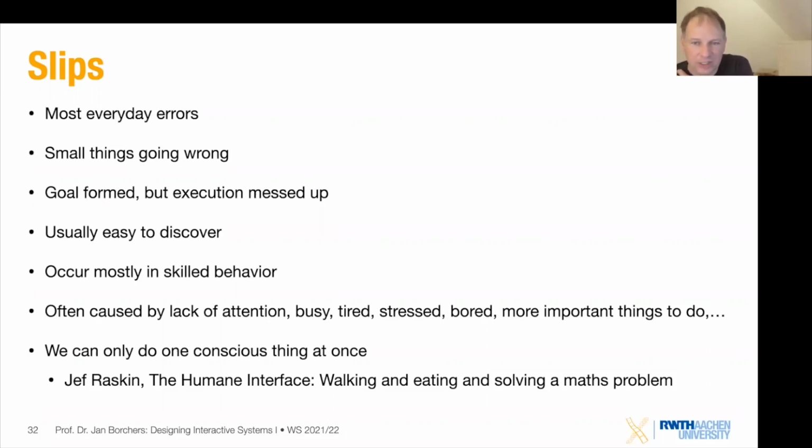This fact that we cannot really multitask two conscious tasks at the same time. Jeff Raskin, a wonderful guy who was one of the chief designers behind the Macintosh interface when it first came out, wrote a book, The Humane Interface. He wrote it around 2000, so it's a classic by now in itself. And he has this wonderful example in there.